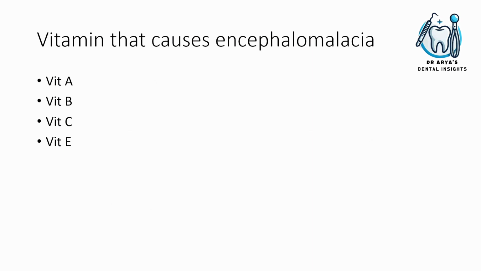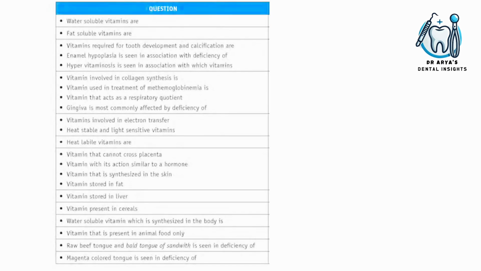So the next question is about vitamins. Vitamin that causes encephalomalacia: vitamin A, B, C or E. Coming to the discussion part, this is briefly on some vitamins. So first question is, which are the water soluble vitamins? It is B and C. Okay. Then fat soluble vitamins are the other vitamins, that is A, D, E and K.